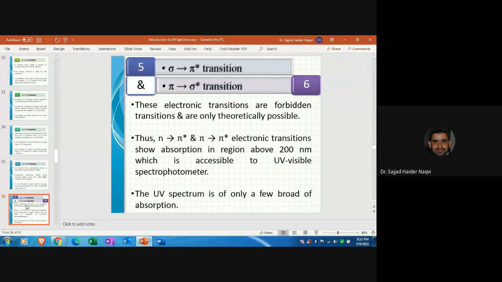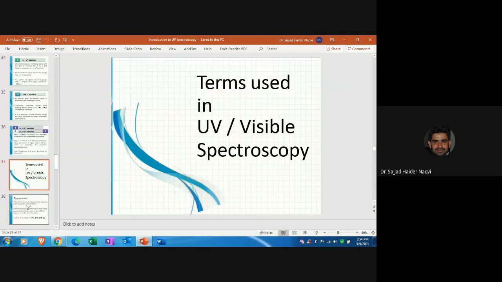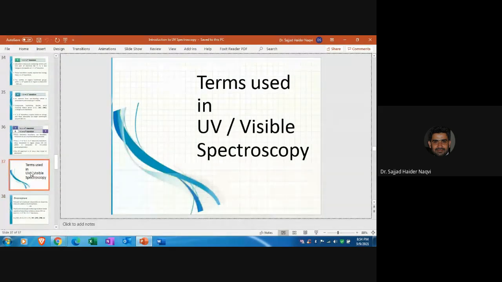So thus, the n to pi star and pi to pi star transitions show absorption around 200 nanometer and above, which is accessible to the UV-visible spectrophotometer, and the UV spectrum consists of only a few broad absorptions. So the fifth and sixth transitions are only theoretical, and they are not practically possible.